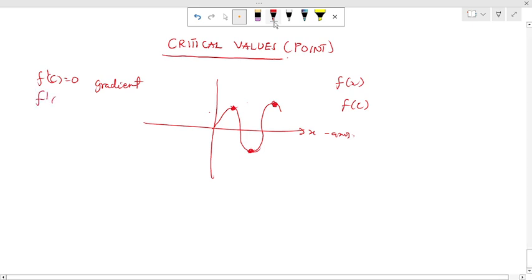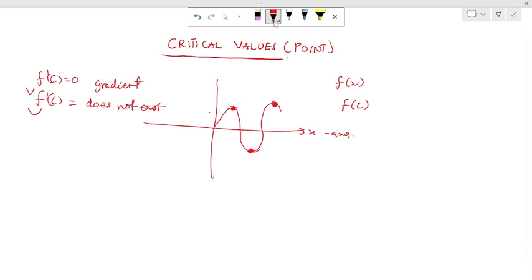Also, if I put my c into the derivative f prime of c, I should also get a situation where my gradient will not exist. So it's either my gradient doesn't exist at all or it will be 0. Okay. So these are the two conditions for us to get our critical value. Let's take a couple of problems to see how it is.